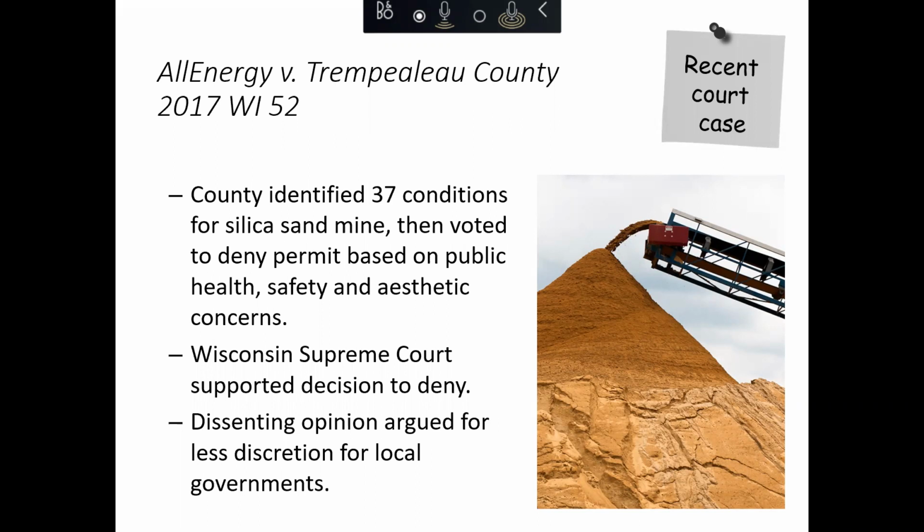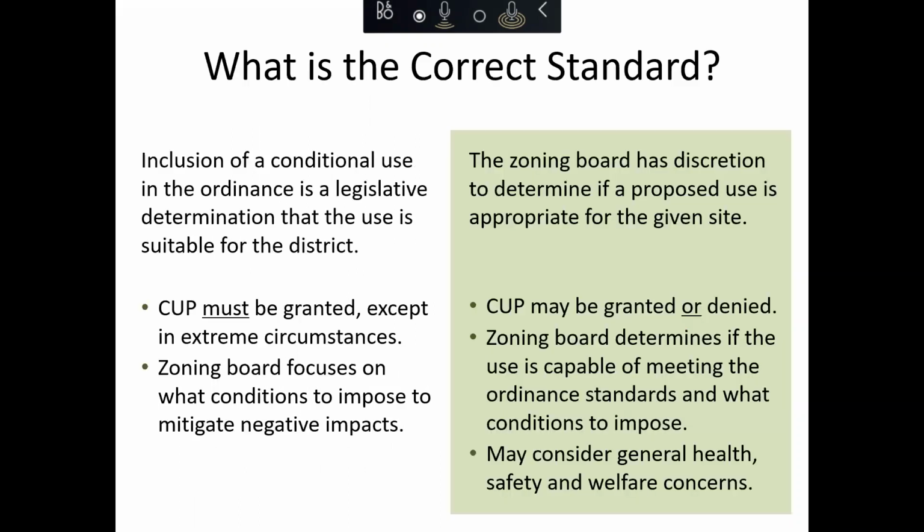All Energy took issue with the fact that the zoning committee denied the permit, even though they found that all the conditions imposed by the zoning committee could be met. The committee referred to the general public health, safety, and aesthetic concerns in denying the permit. A dissenting opinion from the Supreme Court argued for less discretion for local governments. So the question is, what is the correct standard for deciding on conditional uses? And there were people arguing both sides of this, attorneys arguing both sides.